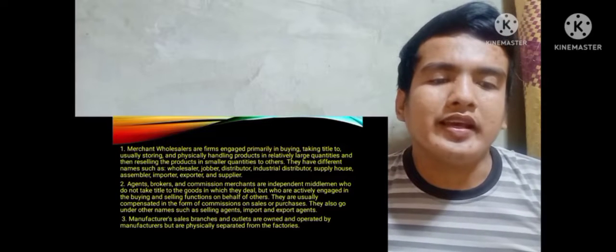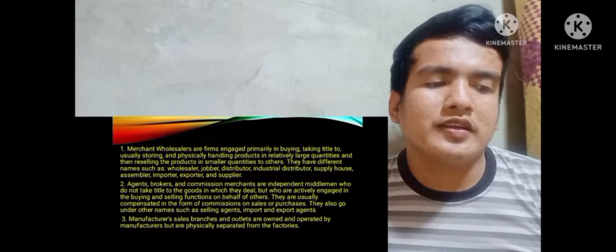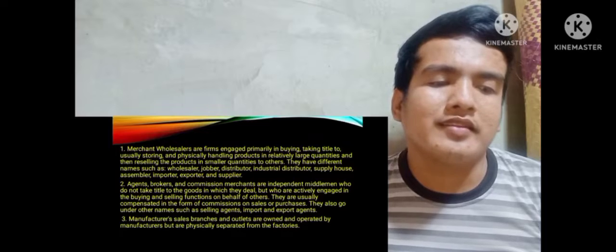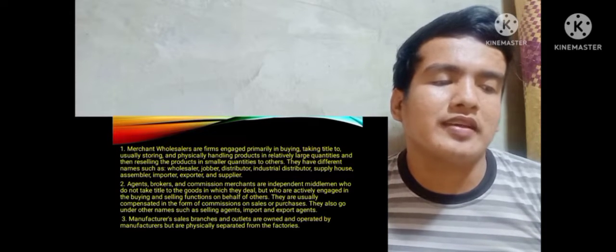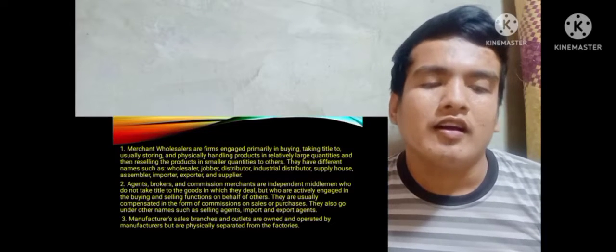Number 3, manufacturers, sales branches, and outlets are owned and operated by manufacturers but are physically separated from the factories.